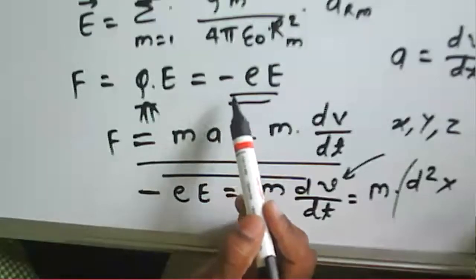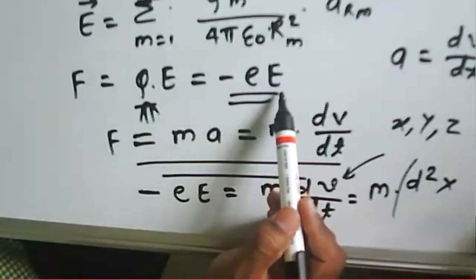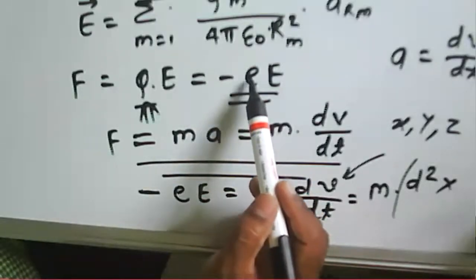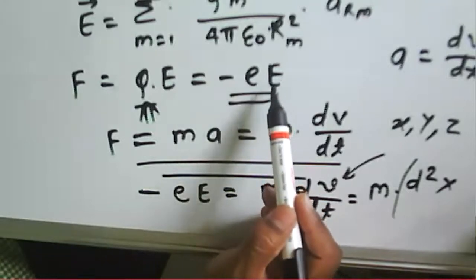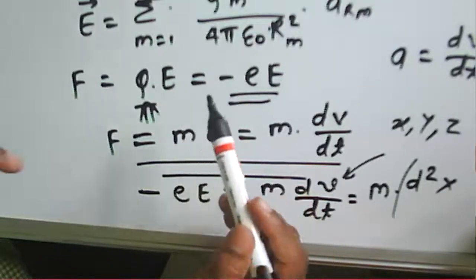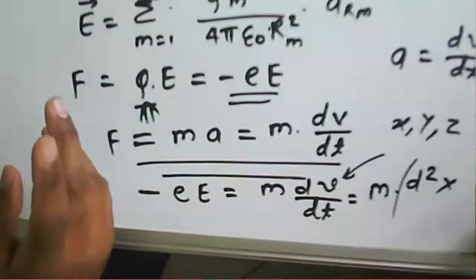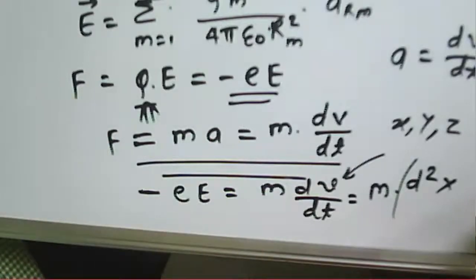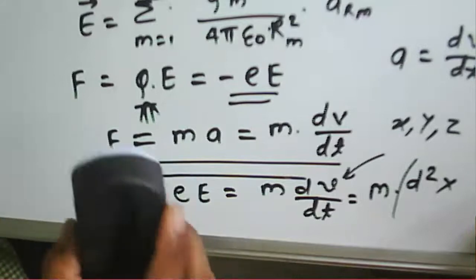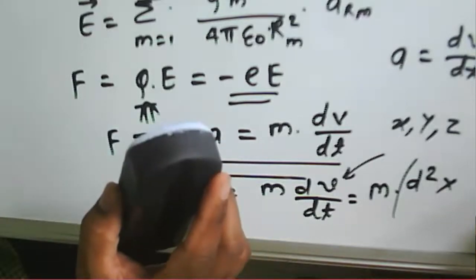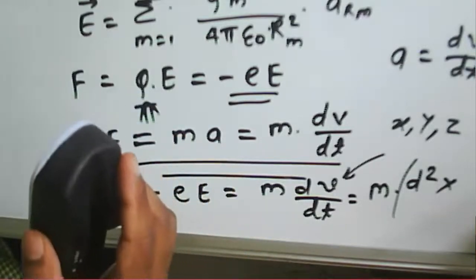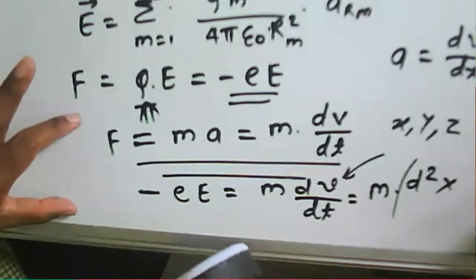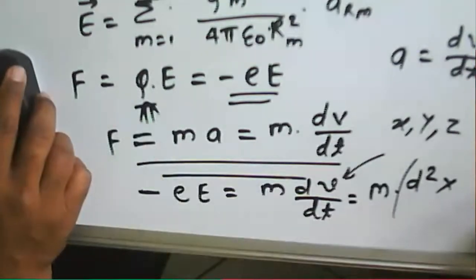Okay, that is nothing but what? E into E here. That e is nothing but the charge of the electron into E here. Why is this negative? Because there is a negative charge of an electron. It opposes the particular force. So that is about the equation here. We can write this equation in terms of a voltage.